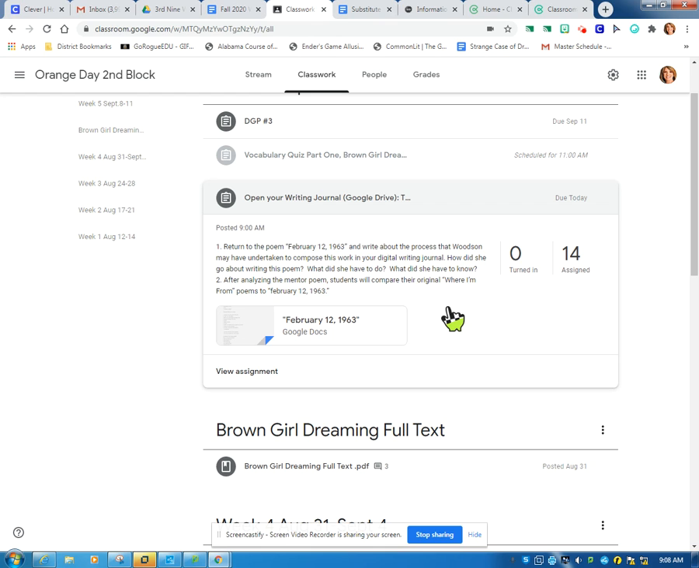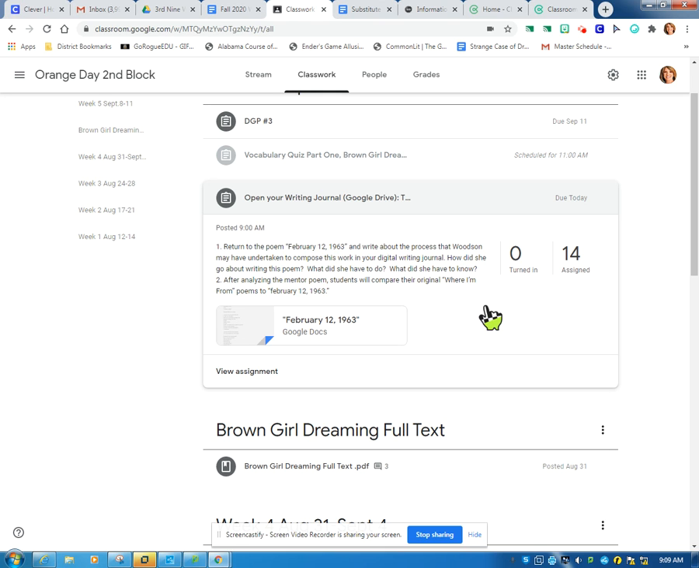What did she choose to put in, right? What were the important things that she chose? What did she have to do in order to include these things? How did she know these things were going on when she was growing up? I want you to write about all of that in your writing journal. And what did she have to know in order to create this style of poem?